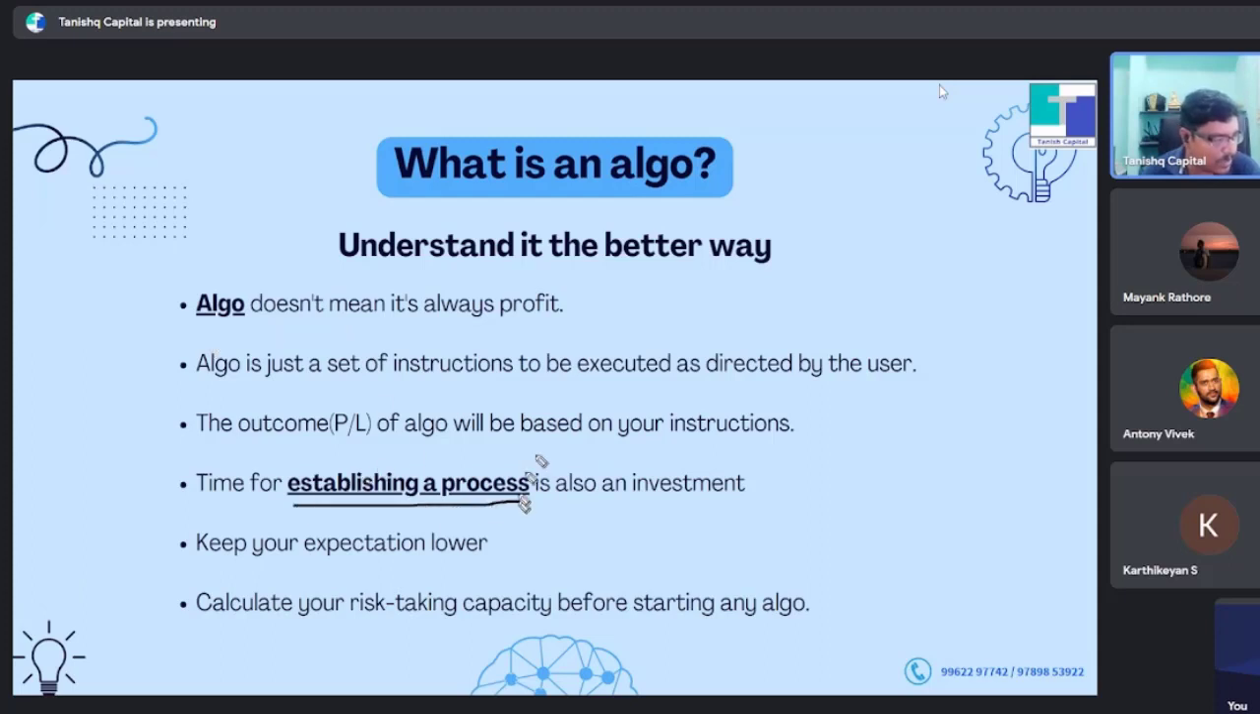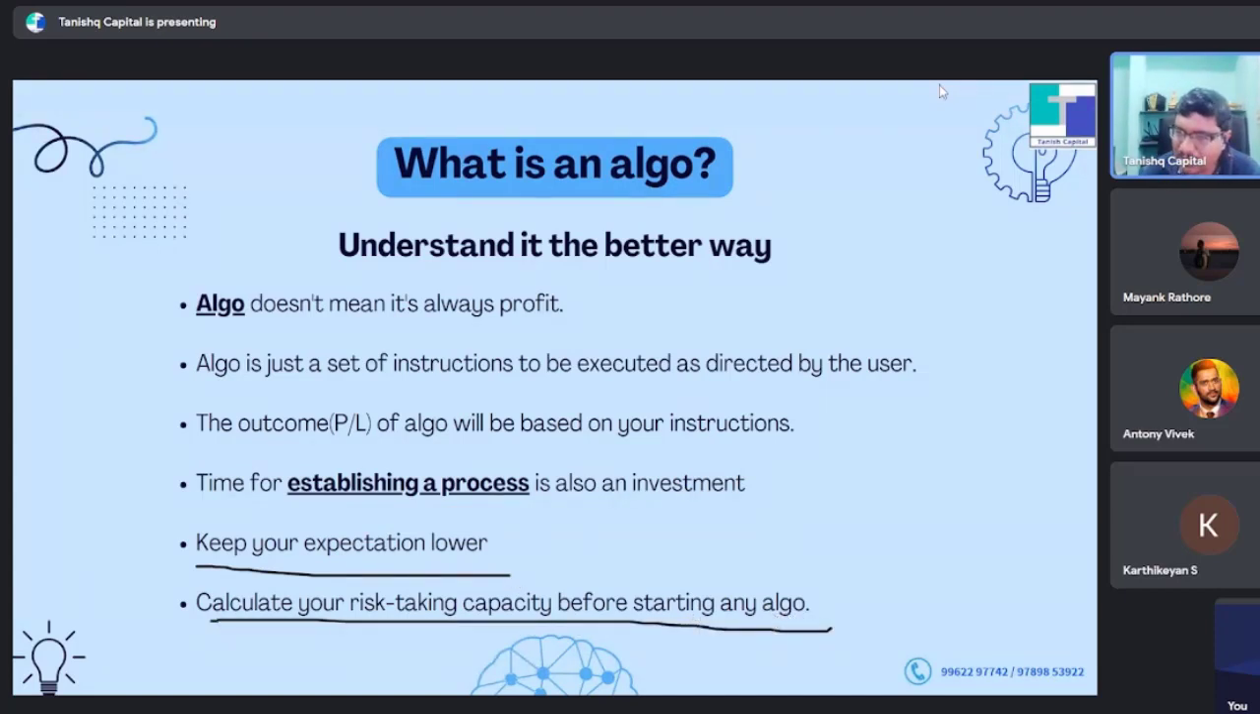And moreover, keep your expectation lower. This is my keyword, because I've been doing professional management of accounts since 2012-13. Always keep the expectations lower. So if I'm saying 10%, downgrade my expectation by 8. If I'm saying 20%, downgrade it by 50%. If I'm saying 50%, downgrade it by 40%. So always expect lower. And calculate your risk-taking capacity before you start any algo.